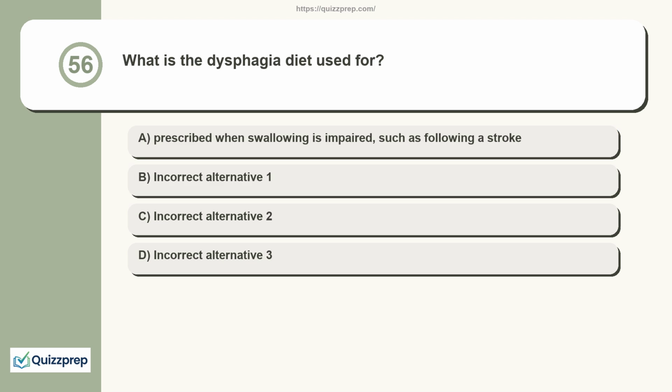Question 56. What is the dysphagia diet used for? Prescribed when swallowing is impaired, such as following a stroke.